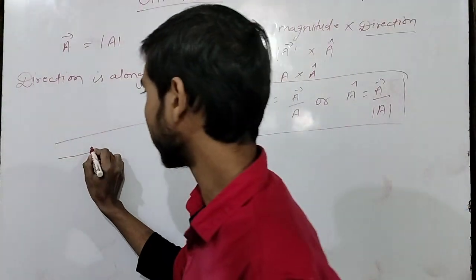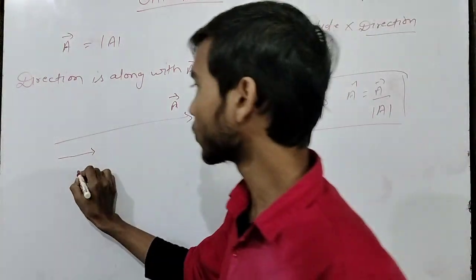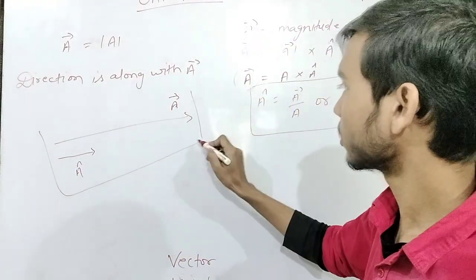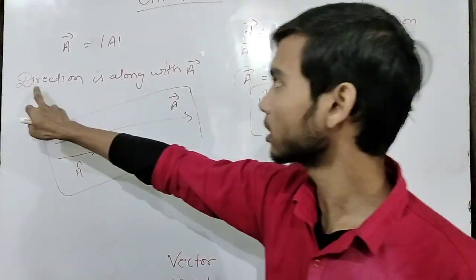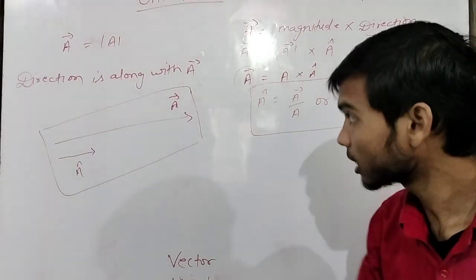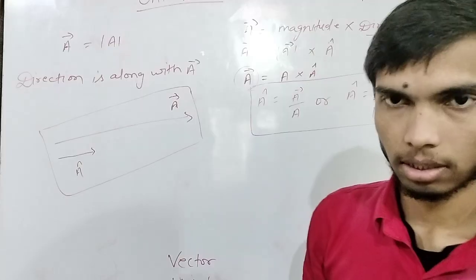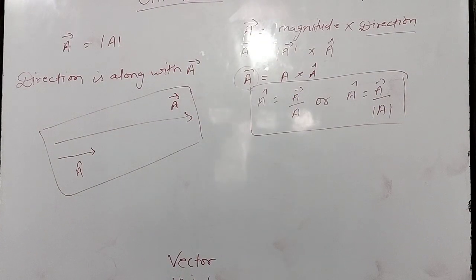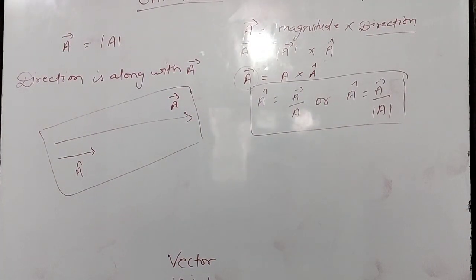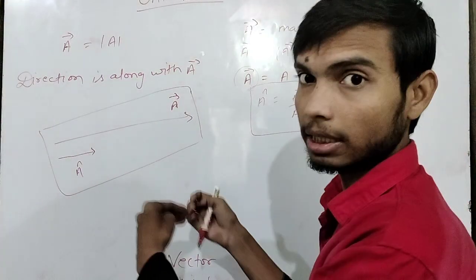One magnitude and direction. This is your a cap. This is nothing but direction is along with the a vector. Here you can also say that this a vector is parallel to this a cap. Yes, it is happening over there. That's why you can say it's a truth that a vector is parallel to a cap. Now let's break down it in details.